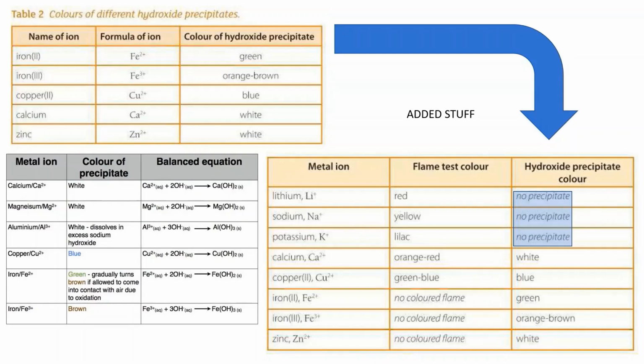But if you look at iron 2, that will make a green color precipitate when you add hydroxide. So iron 2 is green, iron 3 is orange brown, copper 2 is blue, and calcium and zinc are white. Calcium is white, magnesium is not in the... I'm looking at the bottom left. Aluminium is not there, but copper is there, iron 3 is there, iron 2 is there. So this is in the C4 book, and you need to memorize these.